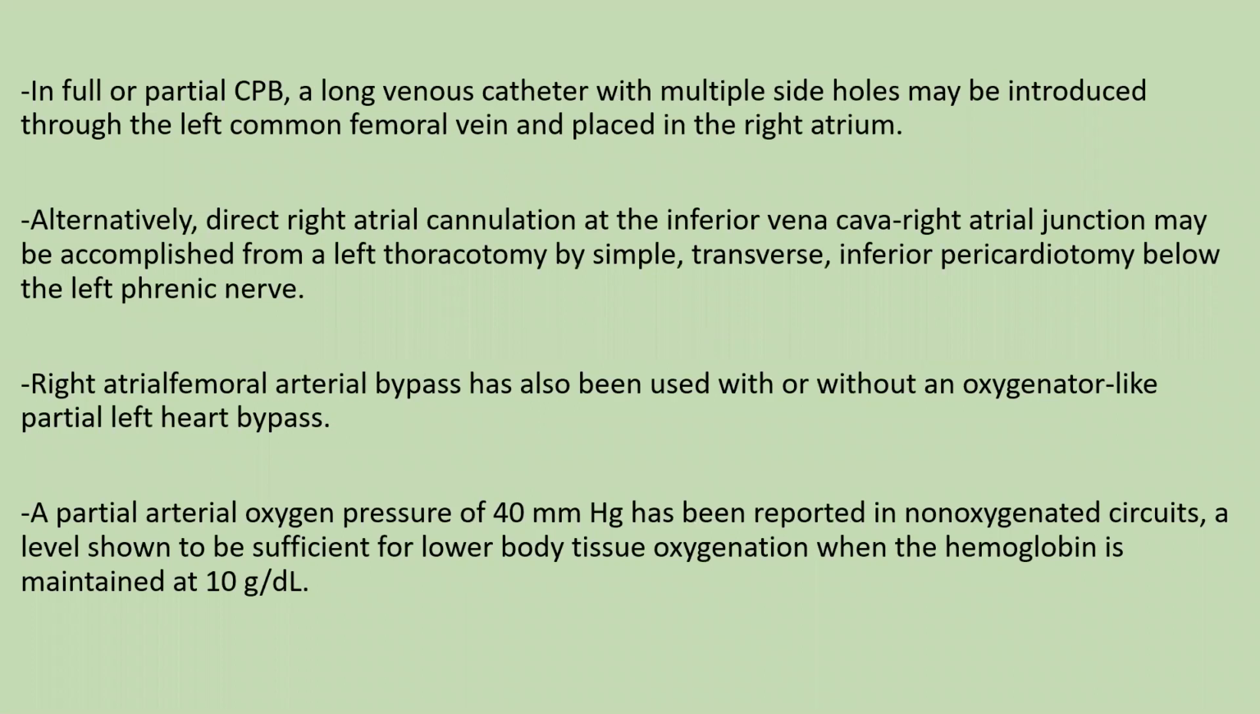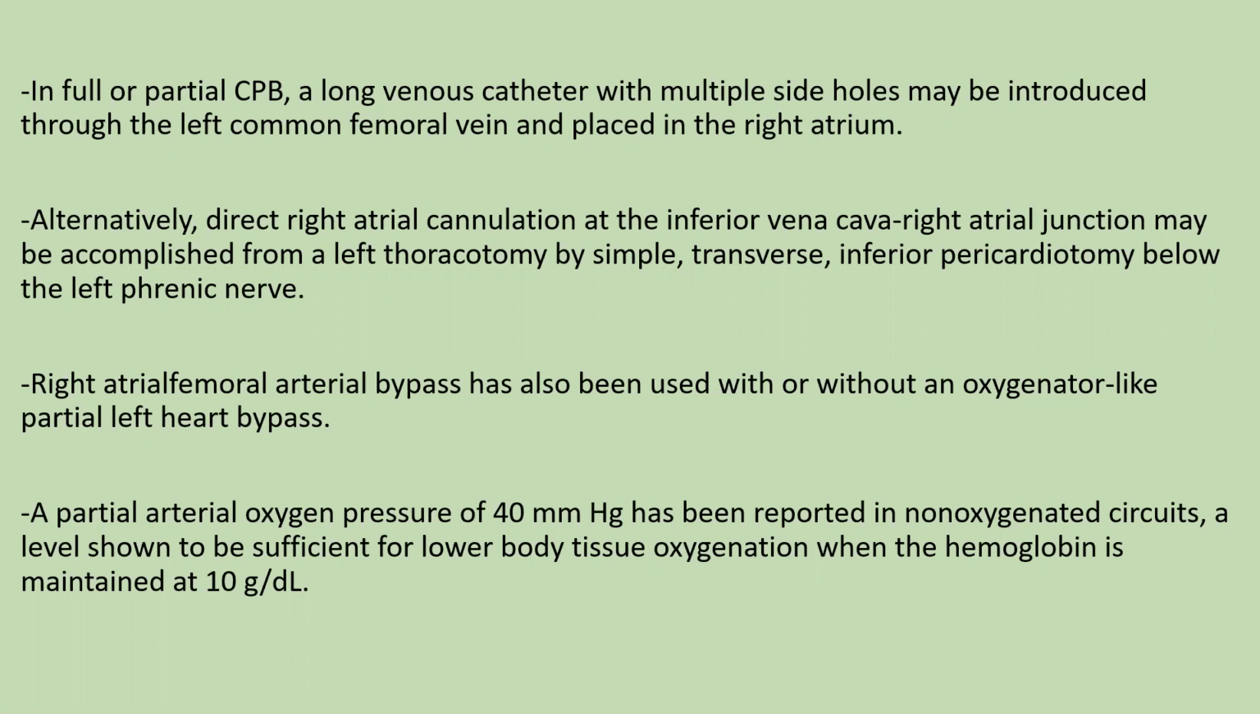In a full or partial bypass, a long venous catheter with multiple side holes may be introduced through the left common femoral vein and placed in the right atrium. Alternatively, direct right atrial cannulation at the inferior vena cava, right atrial junction may be accomplished from the left thoracotomy by simple transverse inferior pericardiotomy below the left phrenic nerve. Right atrial femoral arterial bypass has also been used with or without an oxygenator, like partial left heart bypass.